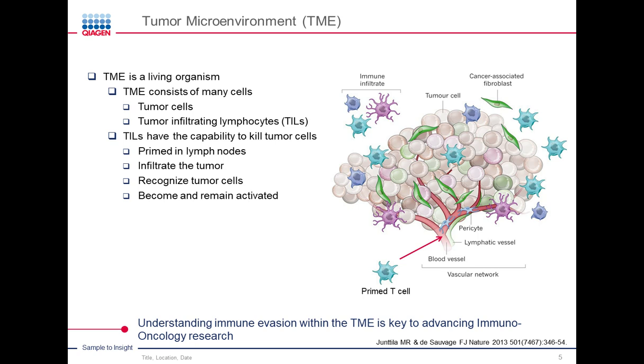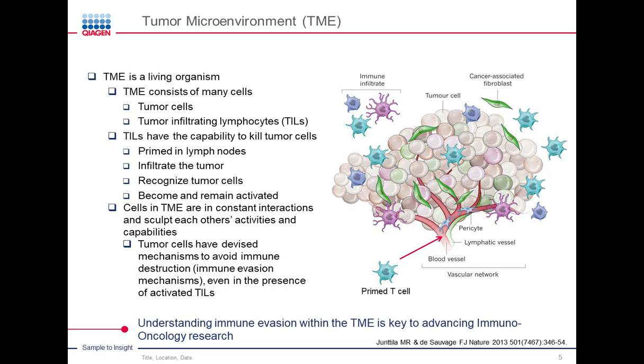It is an environment that consists of many different types of cells, such as tumor cells and tumor-infiltrating lymphocytes, or TILs for short. And we know that TILs have the capability to kill tumor cells. They get primed in lymph nodes. They have the capability to infiltrate tumors, recognize these tumor cells, and become and remain activated within this tumor microenvironment.